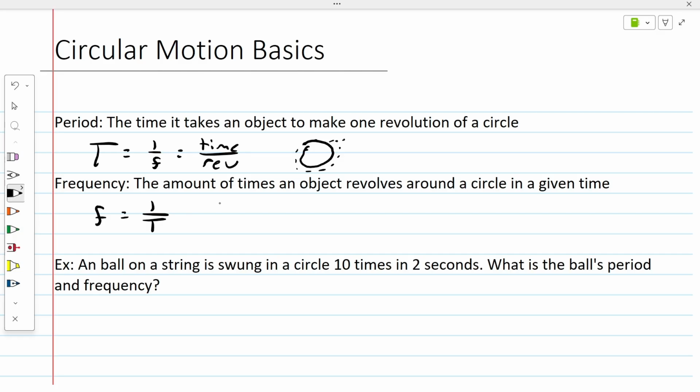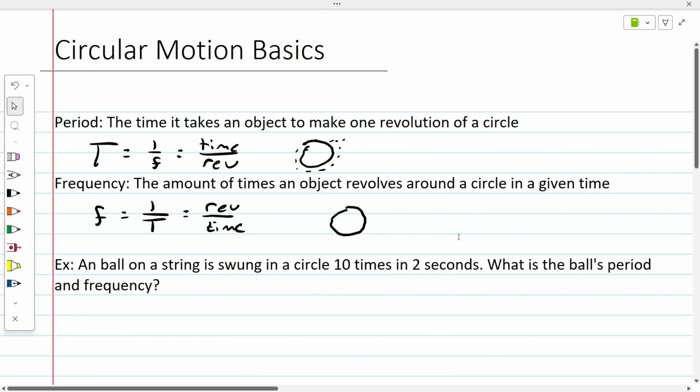So the frequency is the amount of time it takes to go around the circle in a given amount of time. So that means if you go around the circle one time, how long did that take, basically? So it'll be the amount of revolutions in a given time, which also equals 1 over the period. Alright, so let's do an example of these.